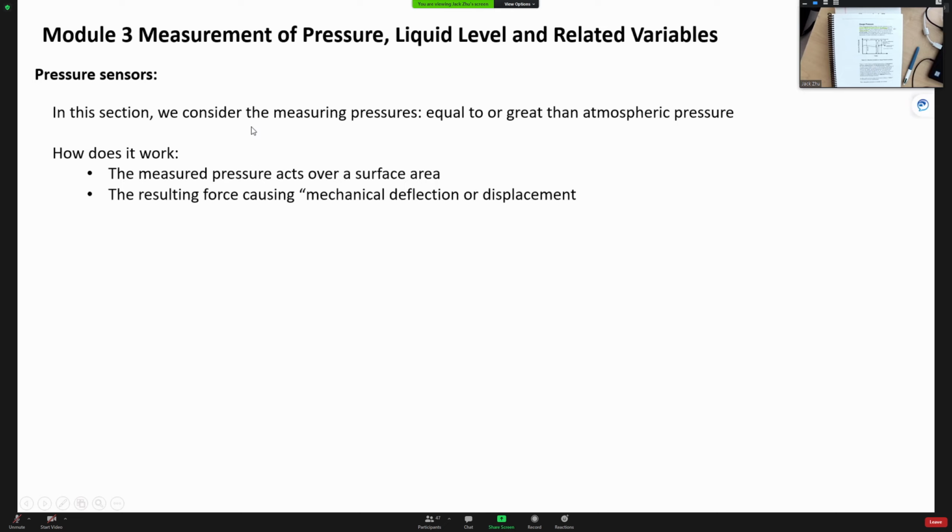Pressure sensor. So we consider measuring pressure. When we use a gauge, it's equal to or greater than the atmospheric pressure, sometimes depending on the equipment you measure and what the inside pressure is. How does it work? To measure the pressure on a surface area, the resulting force causes a mechanical deflection or displacement. So that's talking about how those pressure gauges or pressure transducers are built up.